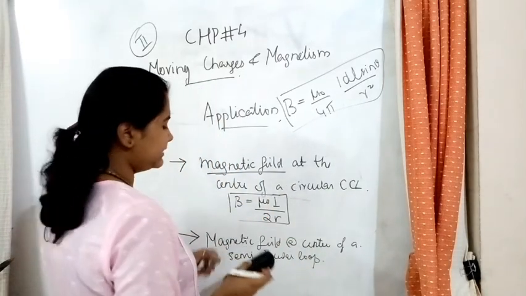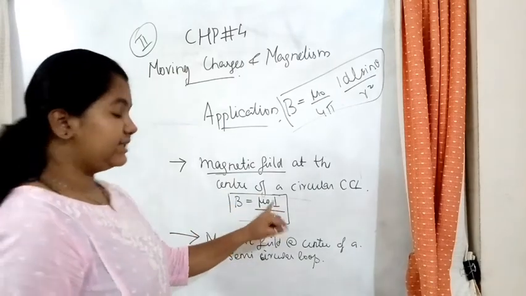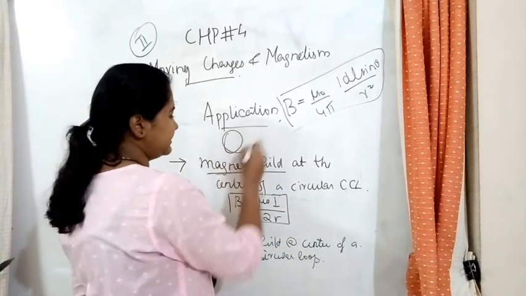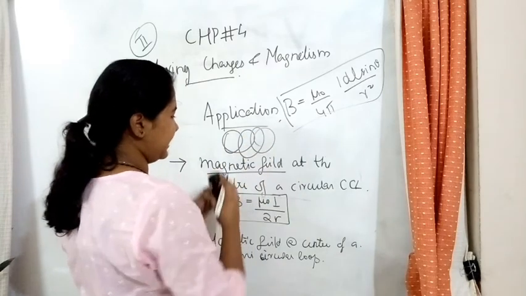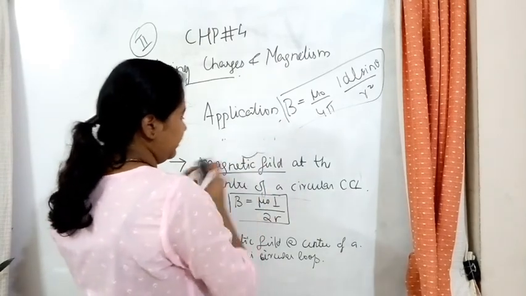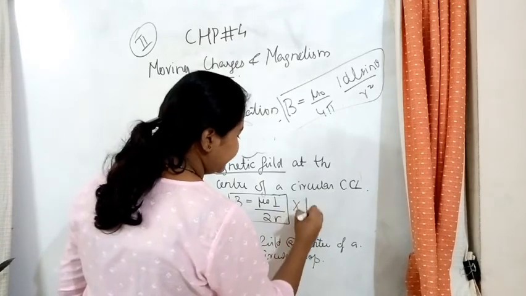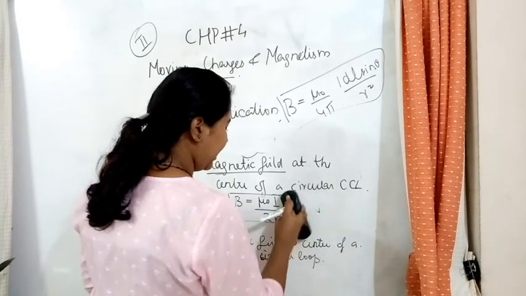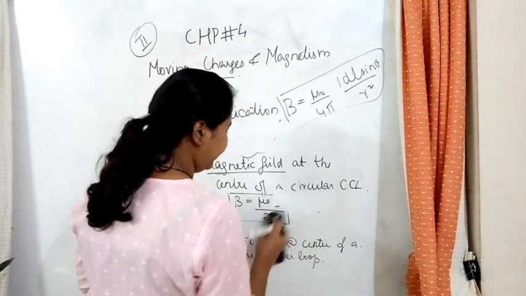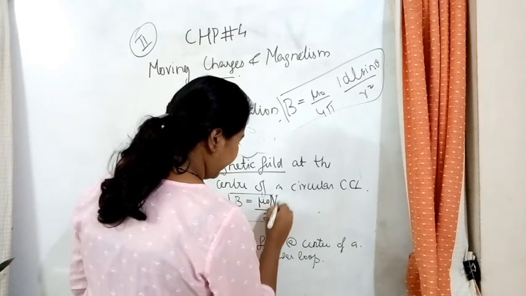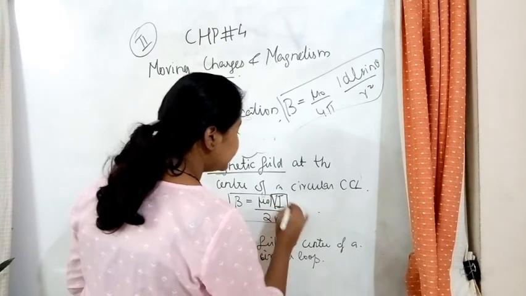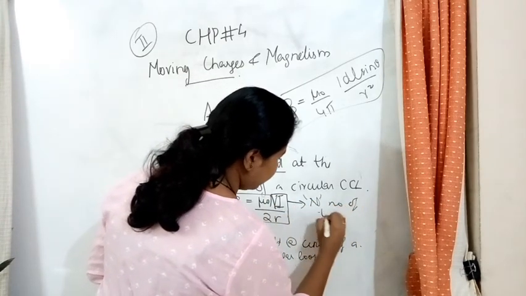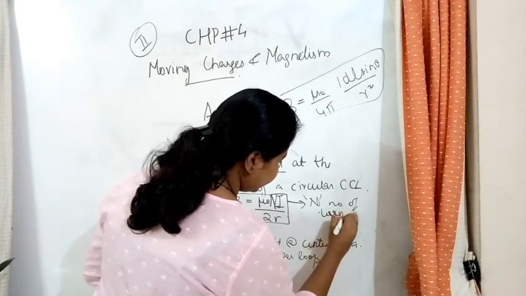So let's see that. Okay, let's take the condition if there are n number of circular loops. If it is like this, what happens? Then this would be multiplied by n. So what would the equation become? Mu 0 N I divided by 2 r. This is for n number of turns. I forgot to mention that.